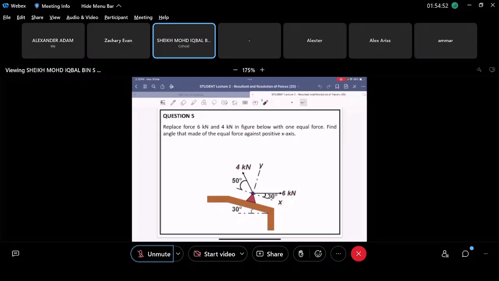No longer do we have a perpendicular example, because for perpendicular it's very simple, right? You just use Pythagoras theorem and then you calculate the direction using basic trigonometry. But the problem here is when it's non-perpendicular, then you have to use the cosine rule and sine rule, okay?